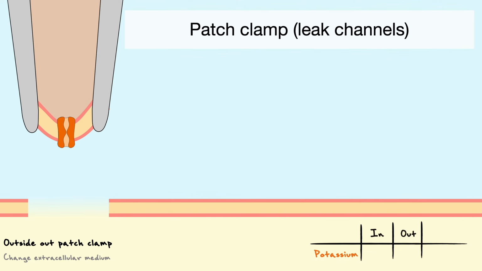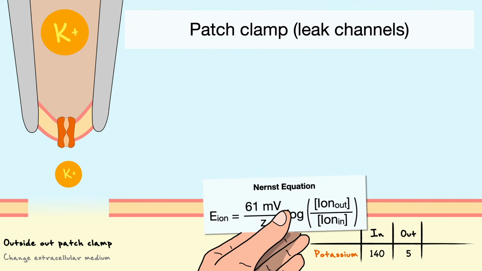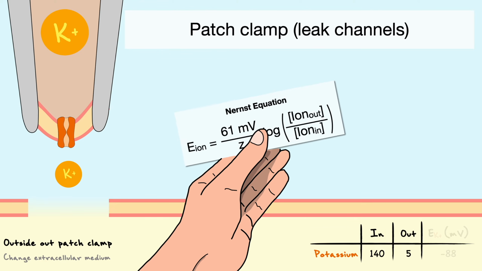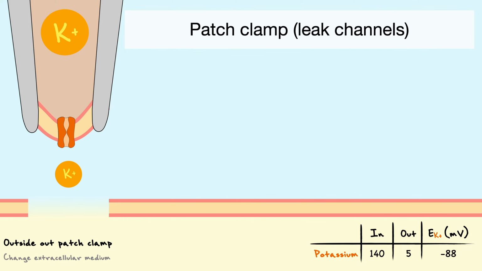In our system, imagine that the concentration of potassium inside the pipette is 140 millimolar and the outside is 5 millimolar. With these values, which closely resemble what happens physiologically, we can compute the equilibrium potential for potassium through the Nernst equation, which gives us a value of negative 88 millivolts. Now, let's use the patch clamp technique to clamp the system at various voltages.